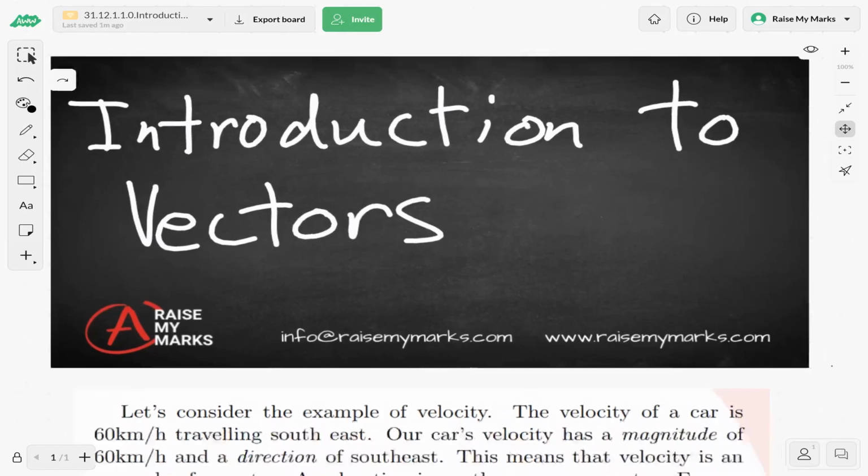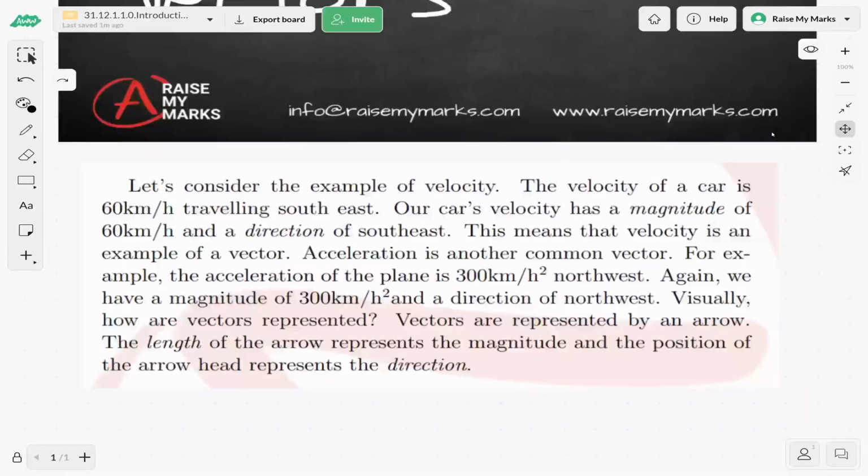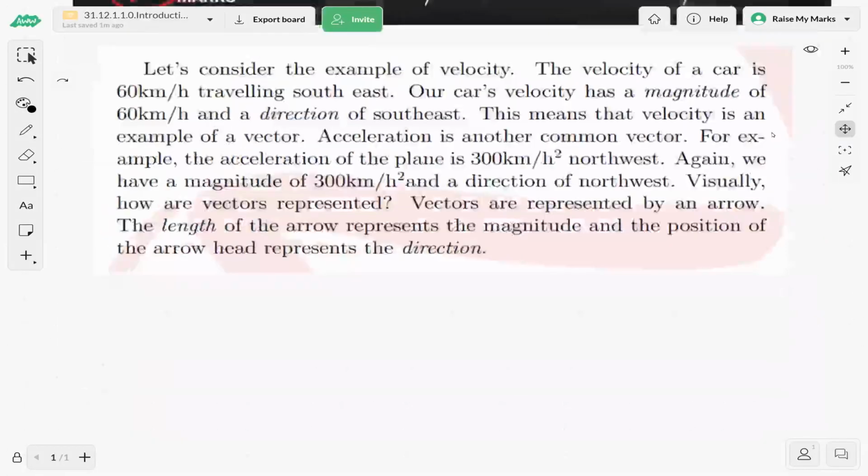So let's have a look at what we're given today. Okay, so let's read what's going on here. Let's consider the example of velocity. The velocity of a car is 60 kilometers per hour traveling southeast. Our car's velocity has a magnitude of 60 kilometers per hour and a direction of southeast. This means that velocity is an example of a vector.